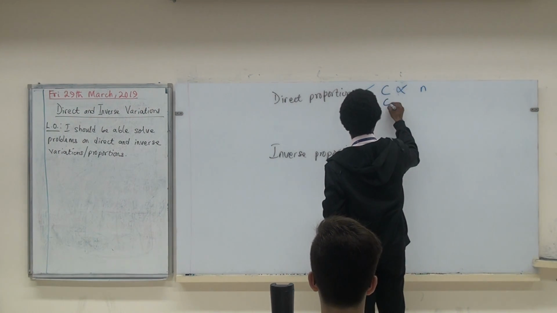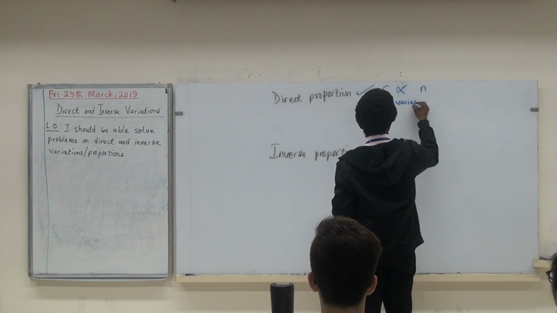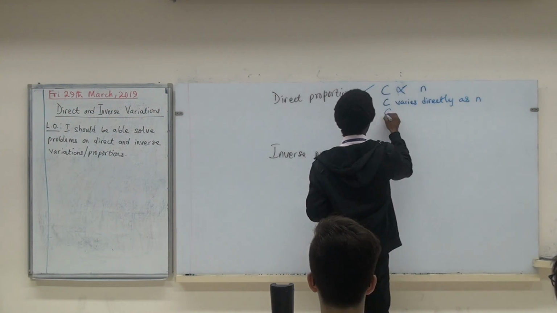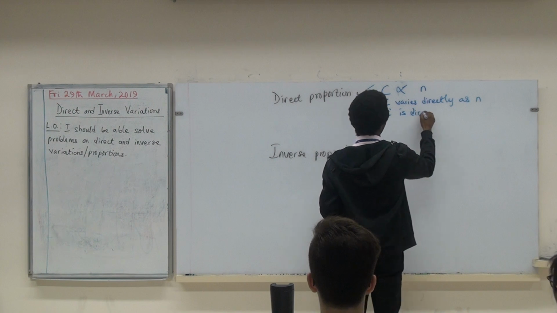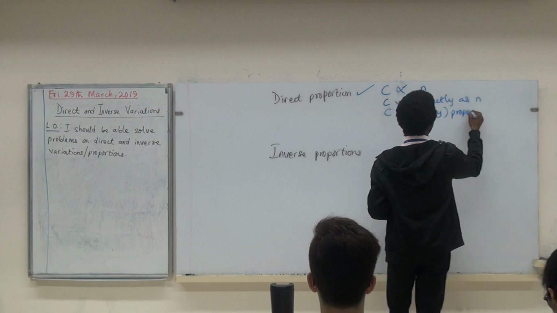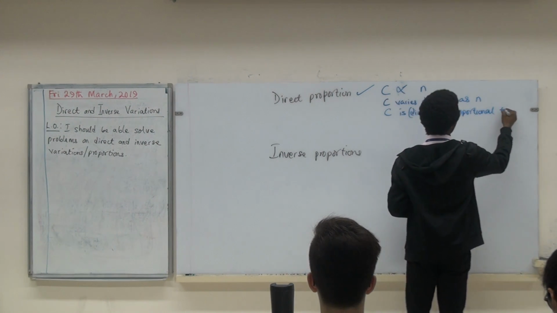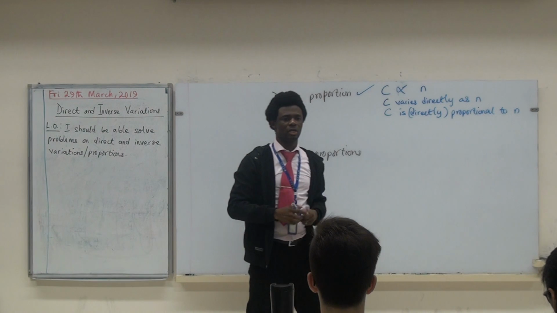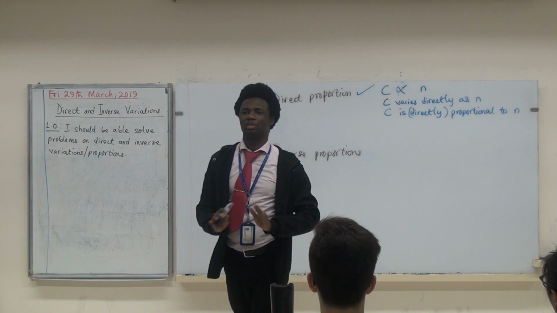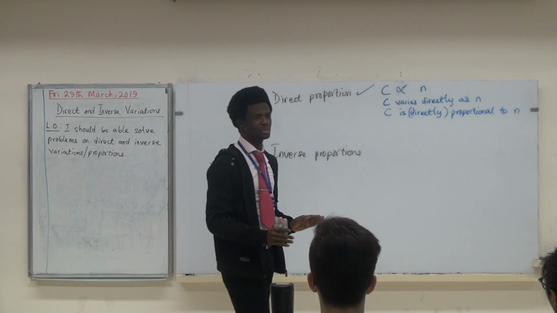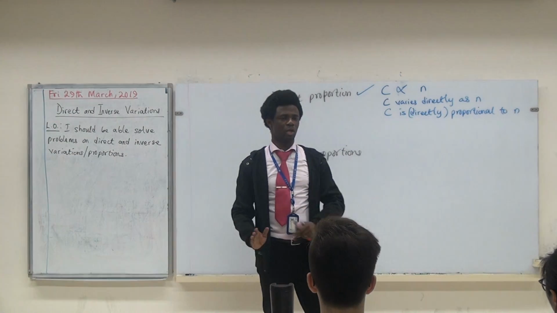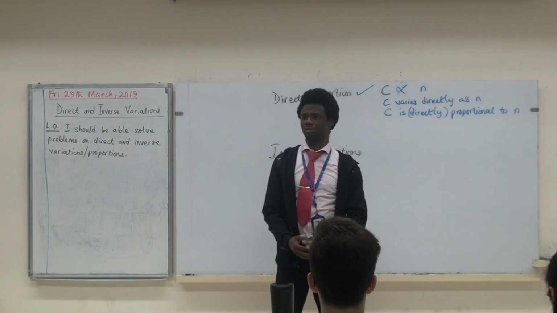This is how we say it. We say C varies directly as N, or C is directly proportional to N. In fact, the word directly may not be used. Is it that we say C is proportional to N? Whenever the word direct is not used, it's direct proportional. Does that make sense? So direct is when the two variables go in the same direction. One increases, the other increases. One decreases, the other decreases.